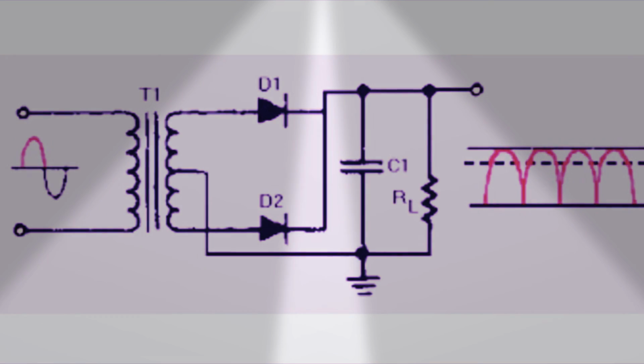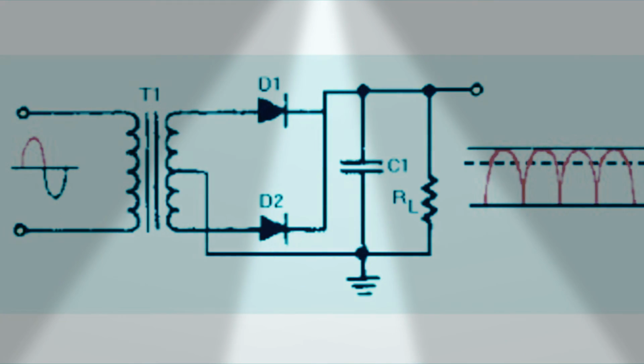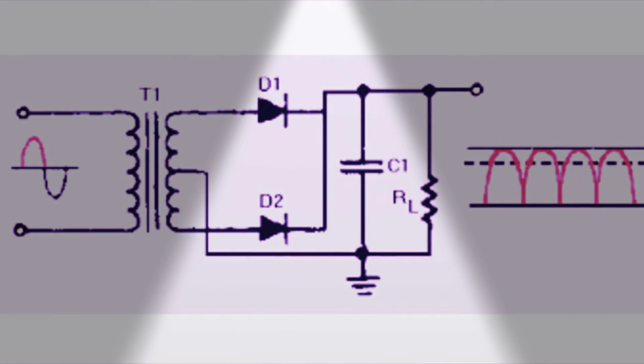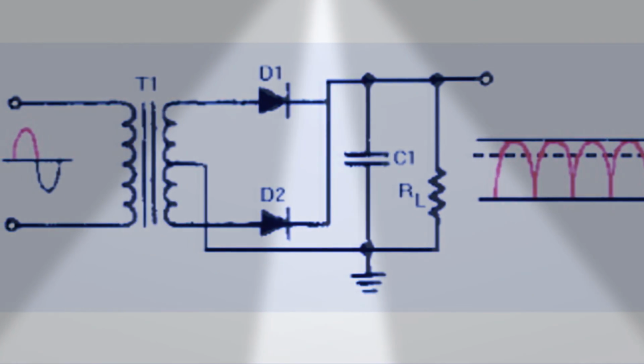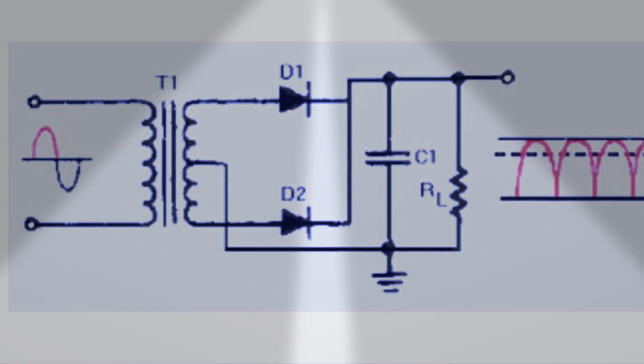So when there is no external load, the capacitor remains charged. But when there is an external load, what will happen? It gets discharged through the load. And again in the next half cycle, it gets charged to peak voltage. So it acts as a filter.